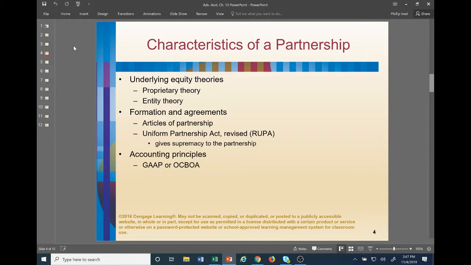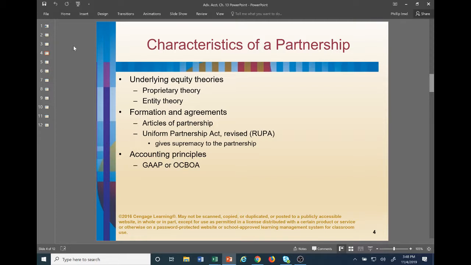For example, a partnership may enter into contracts in its own name. Also, property contributed to a partnership by individual partners becomes the property of the partnership, and the contributing partner no longer retains a claim to the specific assets that have been contributed.